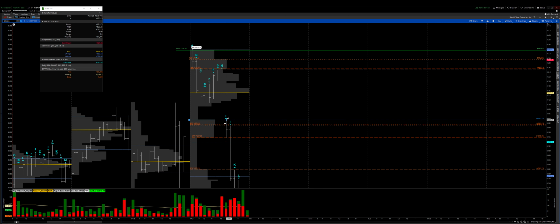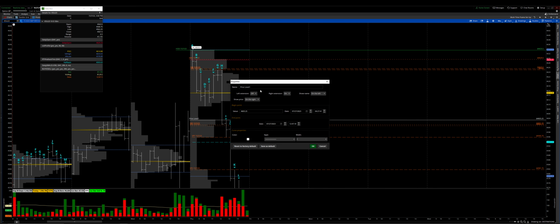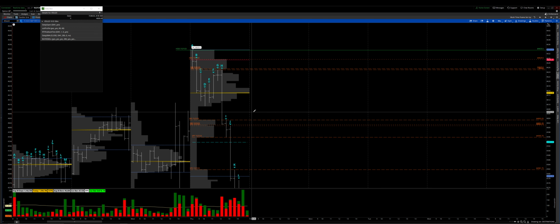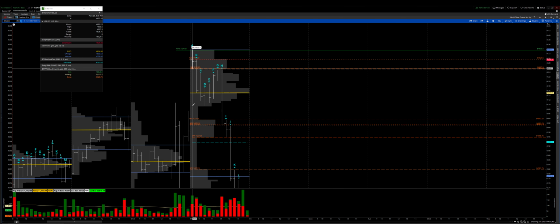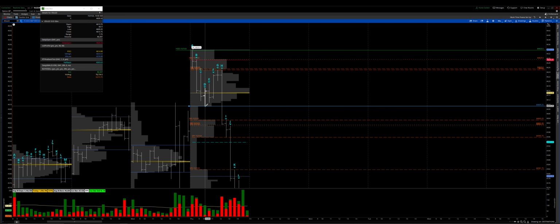03.25, but it's very important that we know where these are. Single prints start 720, 723. Then they fill here at 09.25.